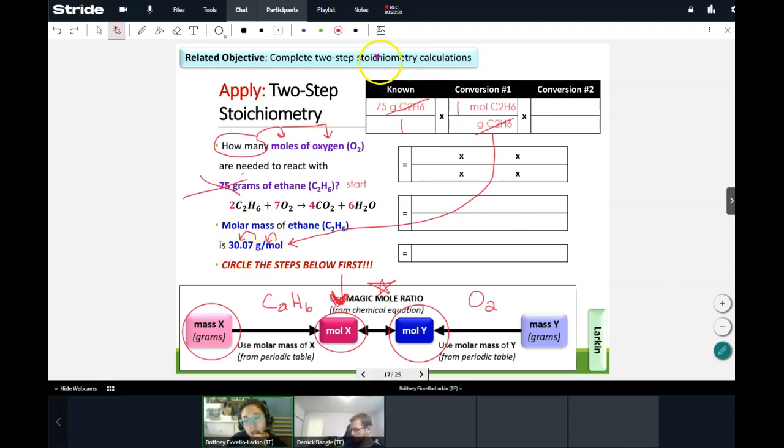Thank you, Landon. Thank you, Micah. Yes, Ronnie. Yeah, so 30.07 grams is always in our molar mass. So that should go on the bottom here. Excellent. So we've gotten rid of grams of ethane. I'm at moles of ethane. That is not what I'm solving for. I want to get rid of that. That goes on the bottom of the next step.